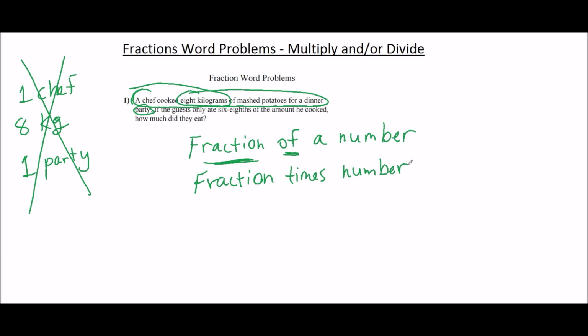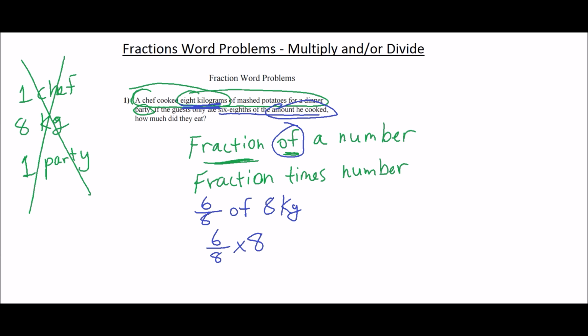And I see that here. I see 6/8 of, let me switch colors just to make this stand out there. I see 6/8 of the amount he cooked. So that's not exactly 6/8 of a number, but if you go, well, how much did he cook? What was the amount he cooked? Oh, it was 8 kilograms. So we're doing 6/8 of 8 kilograms. That's really what we're doing here. We can rephrase the question that way, 6/8 of 8 kilograms. So again, that keyword of, a fraction of a number, means the fraction times the number, so we're really going to do 6/8 times 8 kilograms.